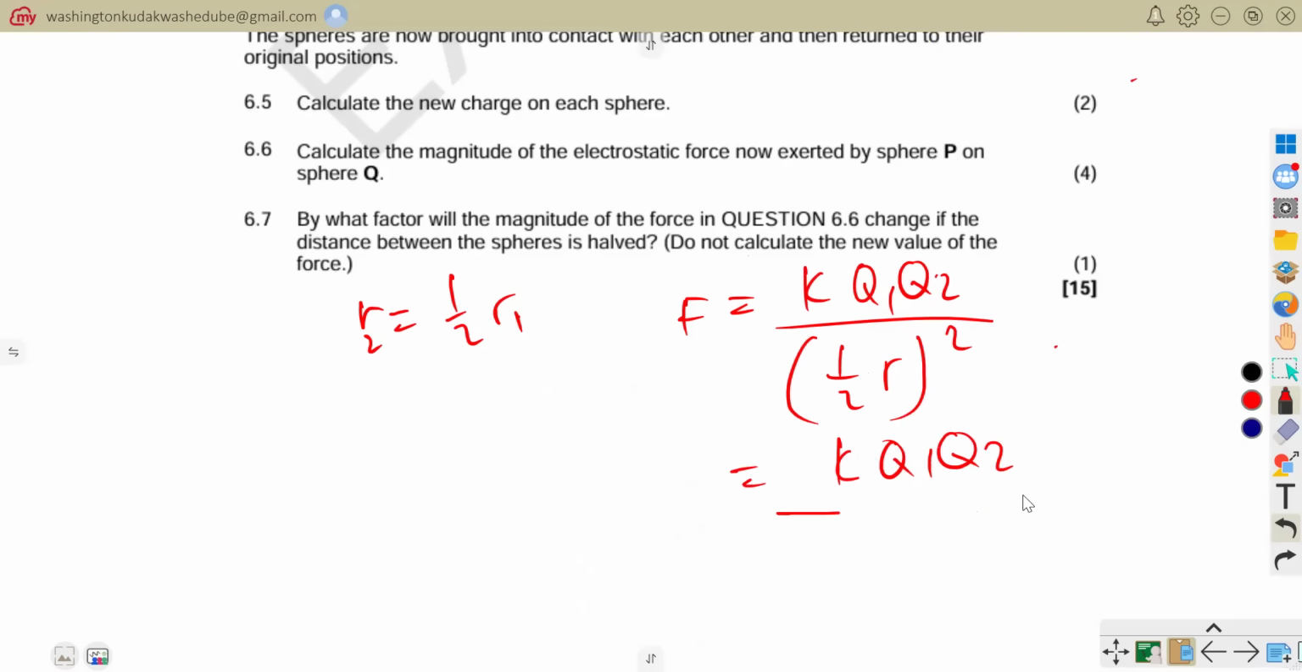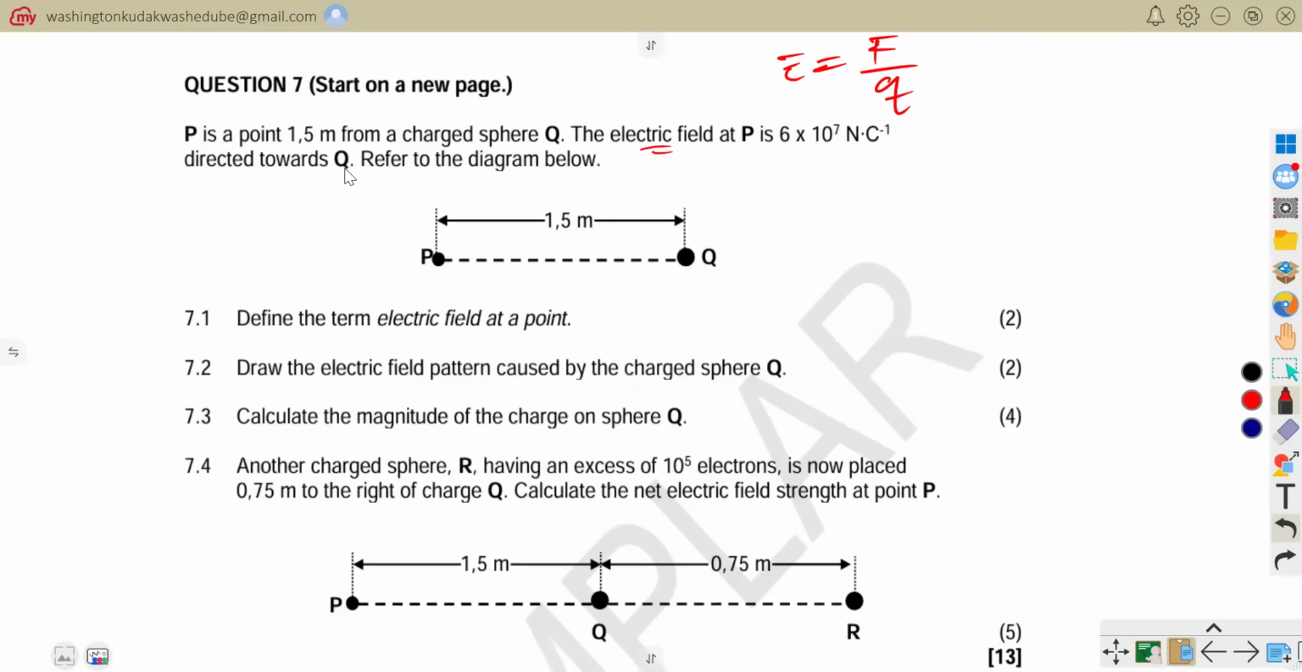Now let's go to question number 7. Question number 7 is saying P is a point 1.5 meters from a charged sphere Q. The electric field at P is 6.6 times 10 to the power 7 newton per coulomb directed towards Q. So this is the electric field, which is E, given by force per unit charge. And they're saying it is directed towards Q. Refer to the diagram below. Define the term electric field at a point.